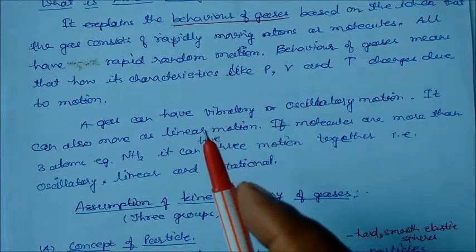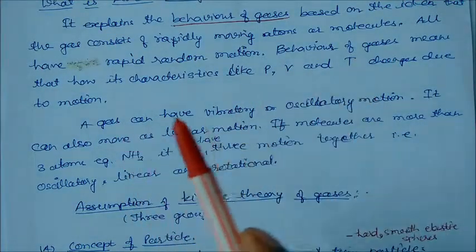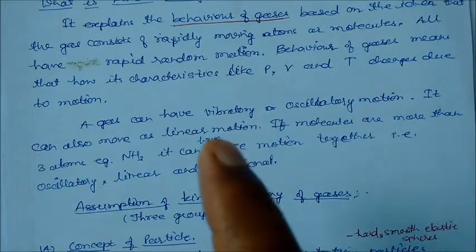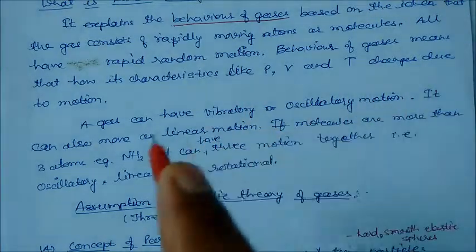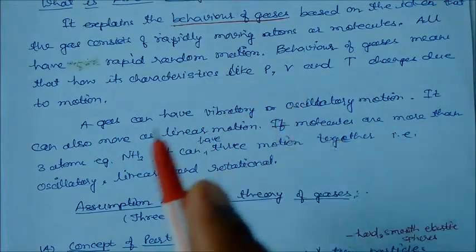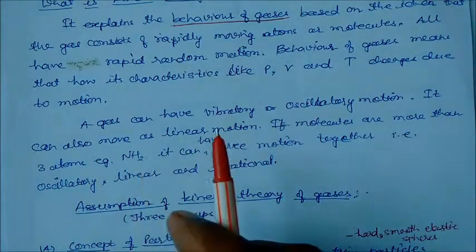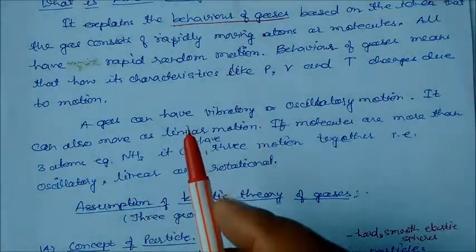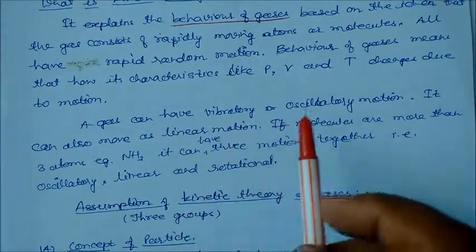It can also move in a linear motion. This is one place, and it can move to another place. So this is a linear motion. This point is one place, and it is moving to another place. It moves in a straight line, and this straight line is a linear motion. Now if molecules have more than 3 atoms, this is for 1 atom, 2 atoms. A single atom, a monoatomic gas, will have a linear motion.